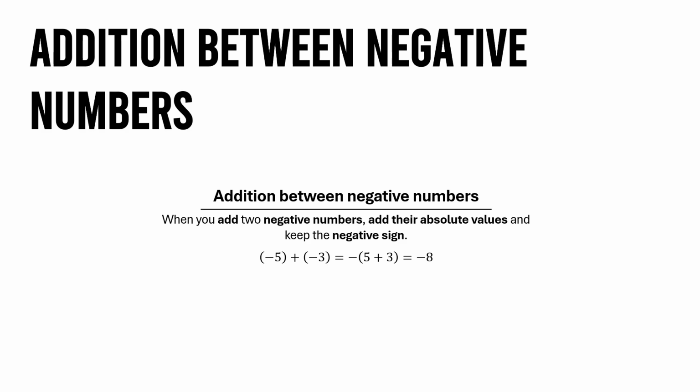Negative 5 in parentheses plus negative 3 in parentheses equals the negative sign outside, and we sum the numbers inside the parentheses. So negative, and in parentheses, 5 plus 3 equals negative 8. Adding two negative numbers gives us another negative number.